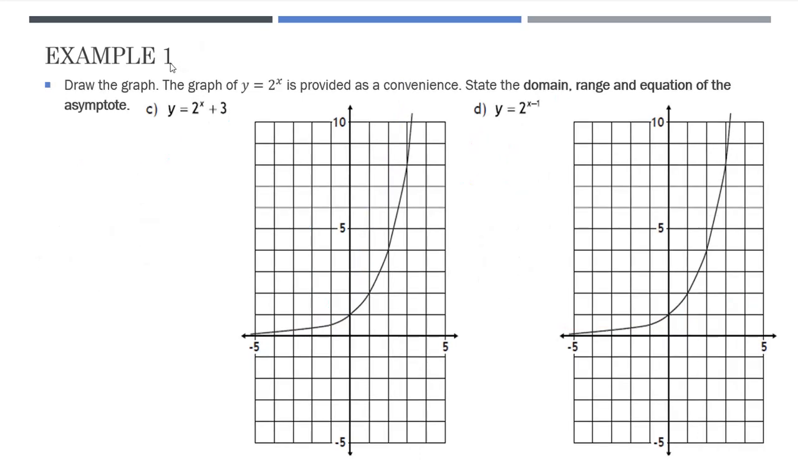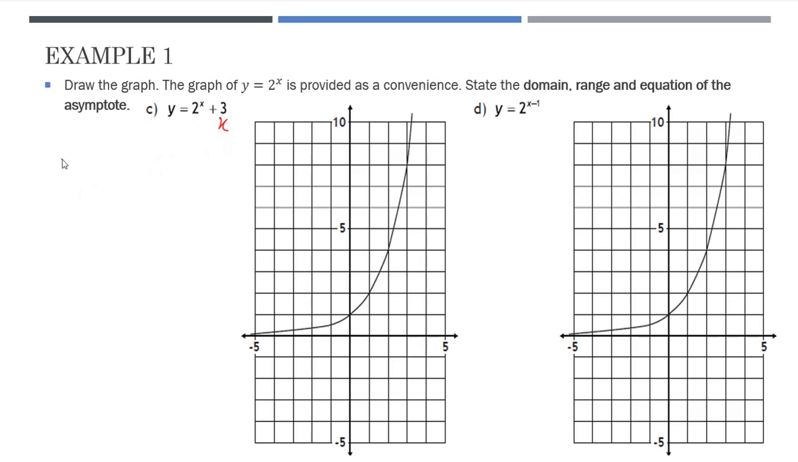Our next two examples are the same thing, with just now we're dealing with vertical translations and horizontal translations. So again, draw the graph. We have y equals 2 to the power of x provided as convenience. State the domain, range, and equation of the asymptote. All right, so this is our k value.